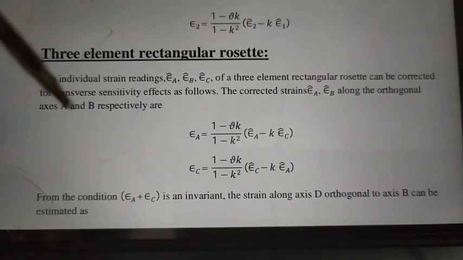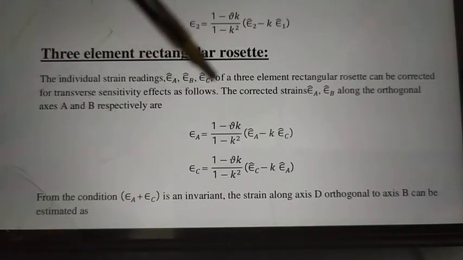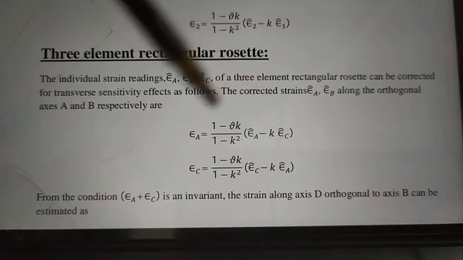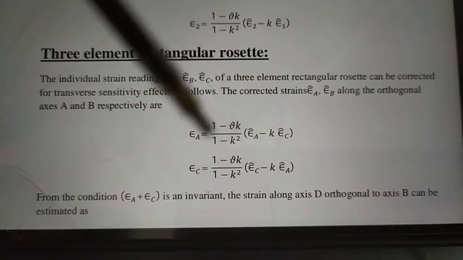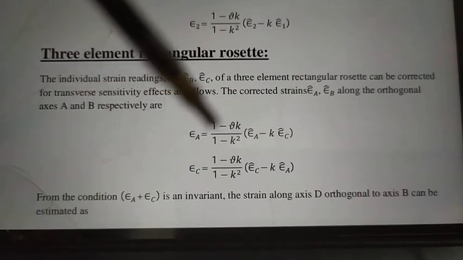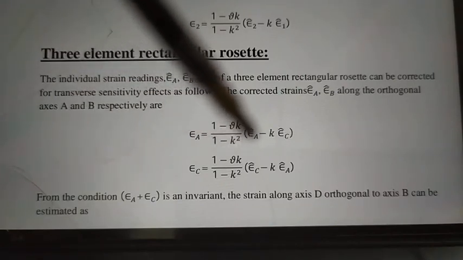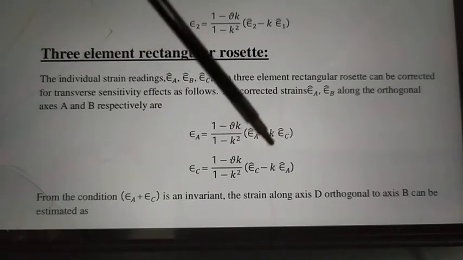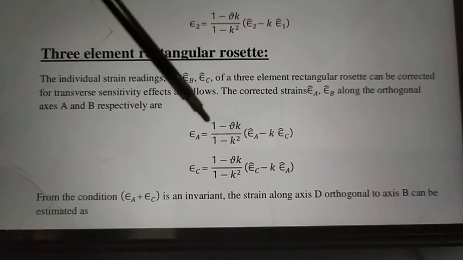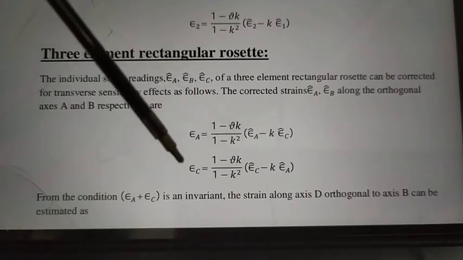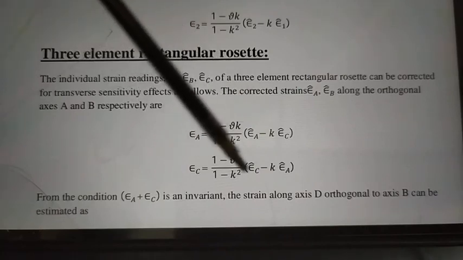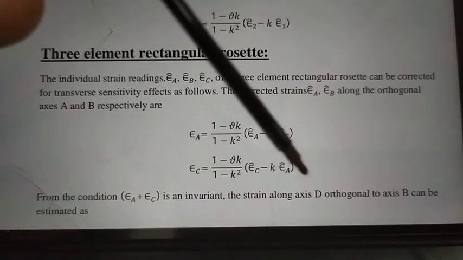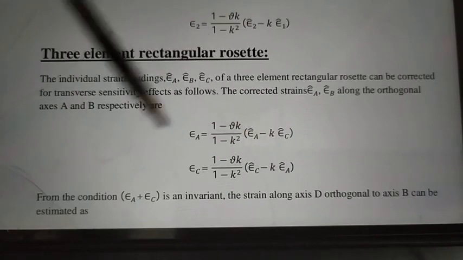For the 3-element rectangular rosette, it's a similar way, but you have 3 gauges, epsilon a, epsilon b and epsilon c. These caps indicate it is only a measured value, and it should be corrected. So how are you going to correct? By putting in the correction factor. So epsilon a is equal to (1 minus nu k) by (1 minus k square) into (epsilon a cap minus k into epsilon c cap). By this equation, if you remember it, you will get the corrected strain. Similarly for epsilon c you have this equation, where only epsilon c and epsilon a are interchanged.